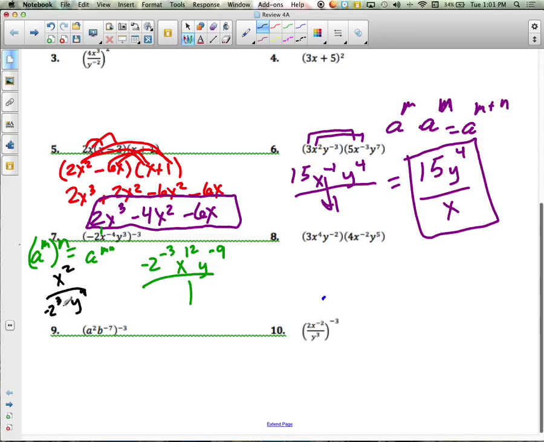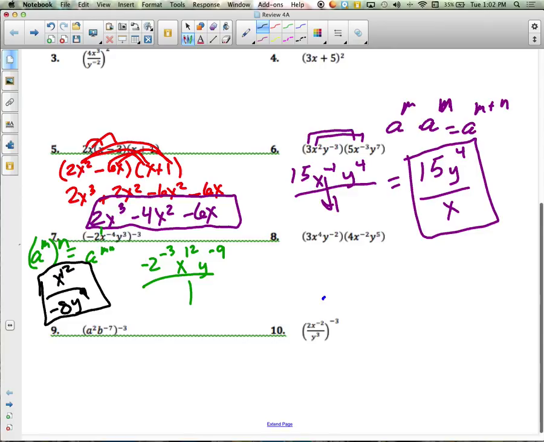So the last thing I need to do is figure out what is negative 2 to the third power. Well, negative 2 times negative 2 is positive 4. Positive 4 times negative 2 is negative 8. So I'm going to just change that to a negative 8. And so my answer is x to the 12th over negative 8y to the 9th power. And that's the final answer.